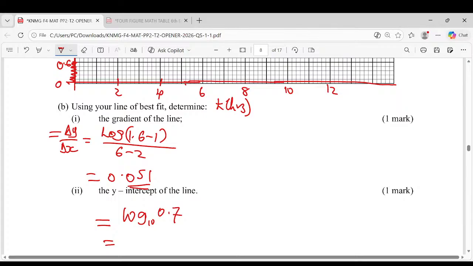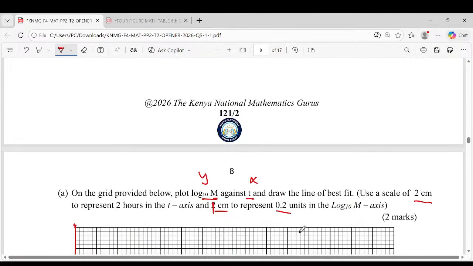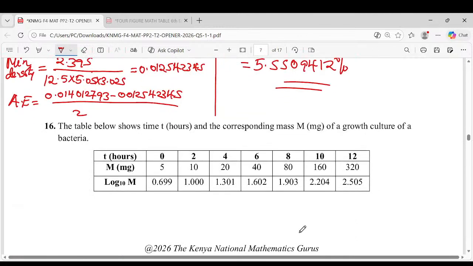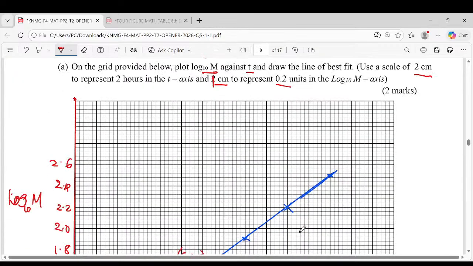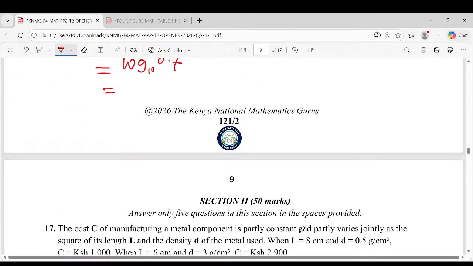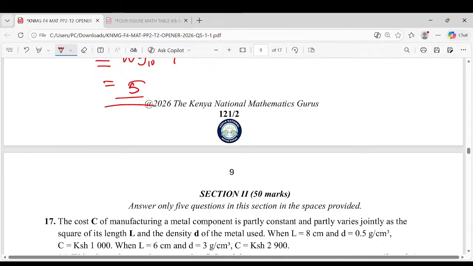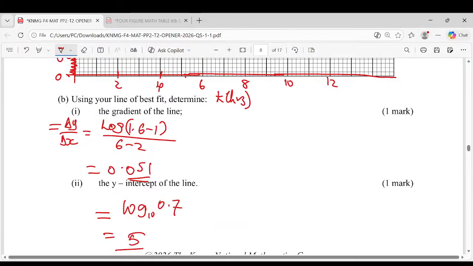let me see, logs, okay, that is the log inverse of 0.7, that is 5, is it? Yeah, it's at 5 grams, that's 5. And that is how you solve that particular question paper and get all your marks.